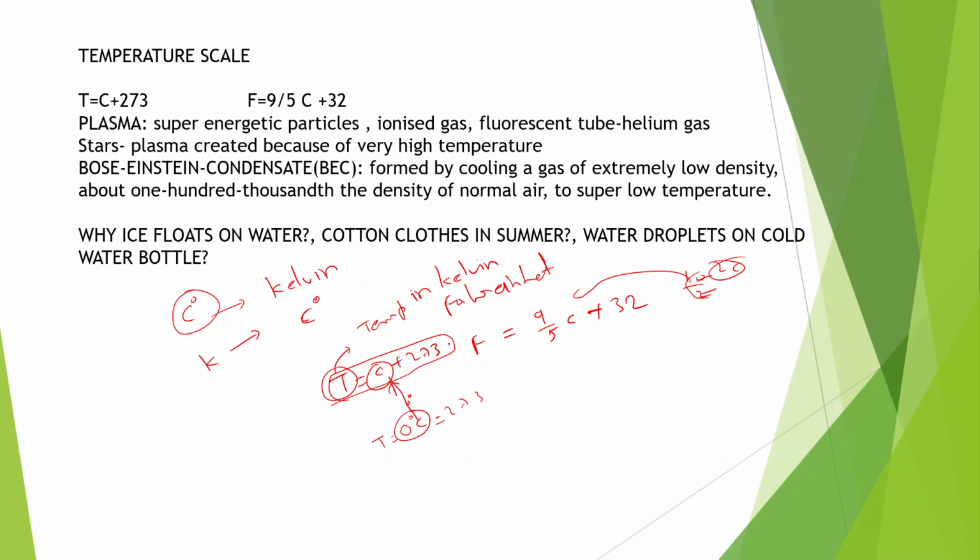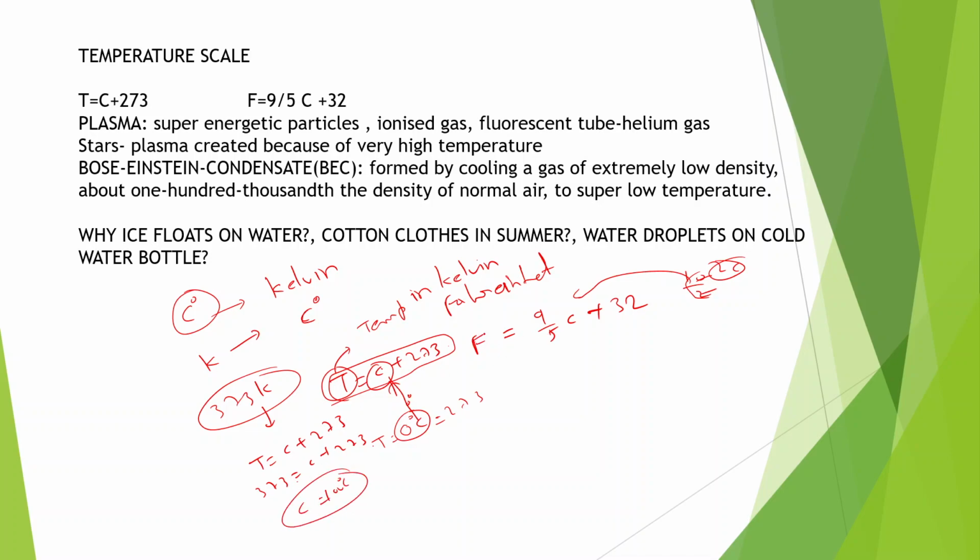100 plus 273. In the same way, if Kelvin is given and you are asked to convert to centigrade, like 373 Kelvin is how many degrees Celsius? We know that T equals C plus 273. 373 equals C plus 273. C equals 373 minus 273, which is 100 degrees Celsius. Like that you can calculate.